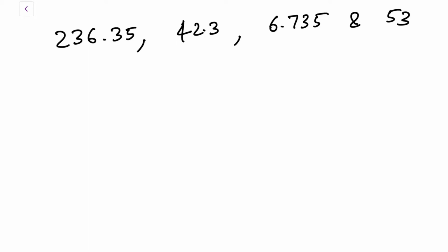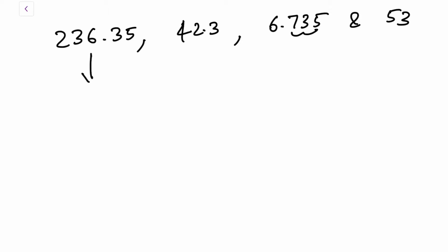How do we add 236.35, 42.3, 6.735 and 53? Alright, the first step is to change all unlike decimals to like decimals. That means like decimals have the same number of places. So let's do that. Here we see that 3 is the highest number of decimal places. So let's change all the other decimals to 3 decimal places.